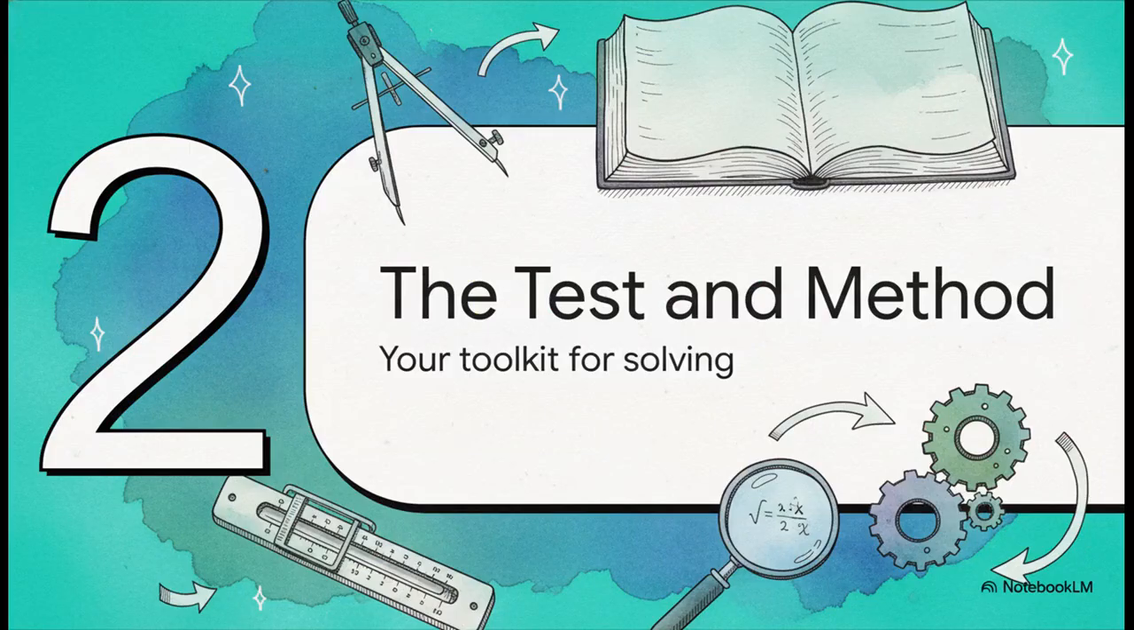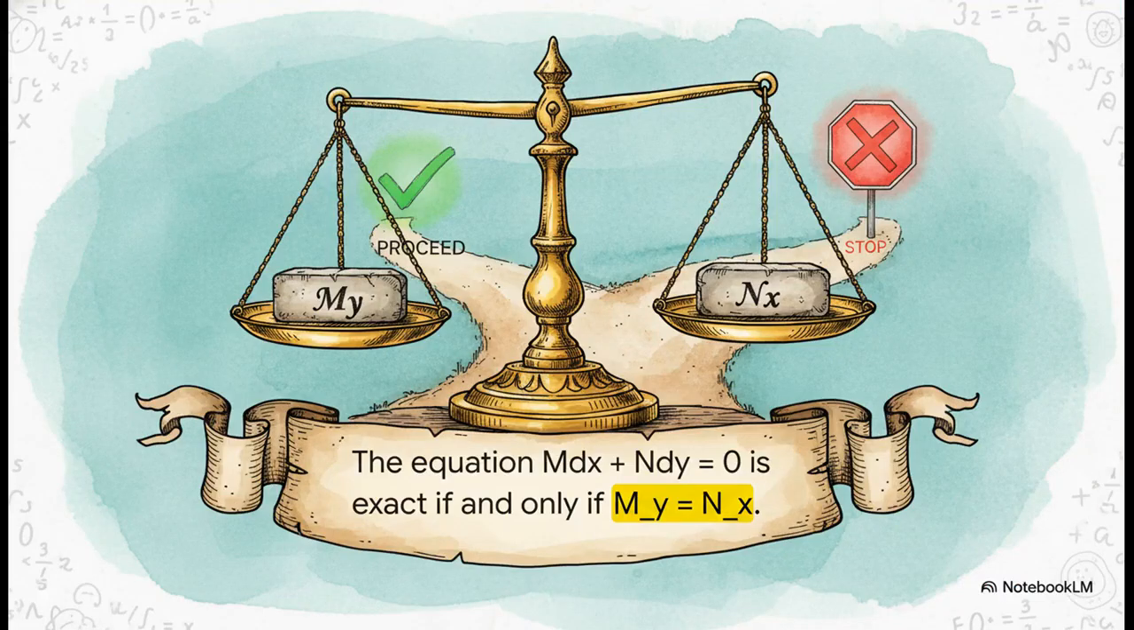So how do we actually do this? Well, that brings us to our next section, the test and method. Think of this as your practical step-by-step toolkit for solving these things. Okay, before you do any integration, before you do anything else, you must run this simple test. You take the partial derivative of M with respect to y and the partial derivative of N with respect to x. If they are equal, boom, the equation is exact, and you've got the green light to go ahead. If they're not equal, you have to stop and use a different method. Seriously, this is the most crucial first step.